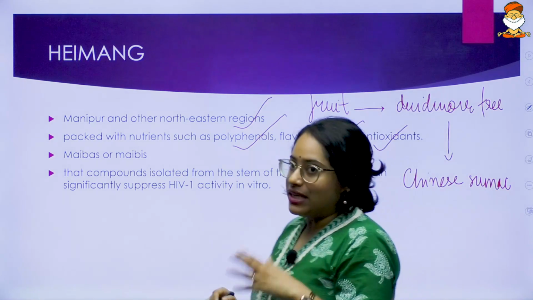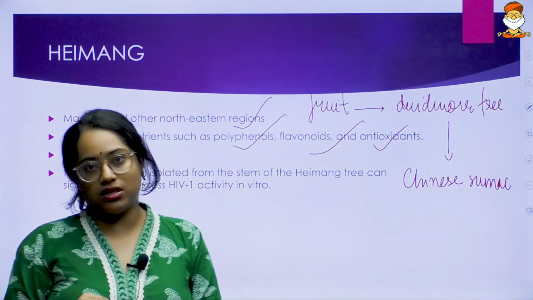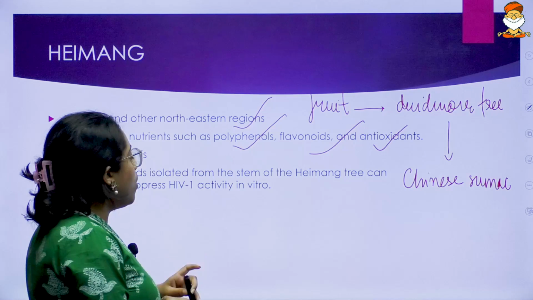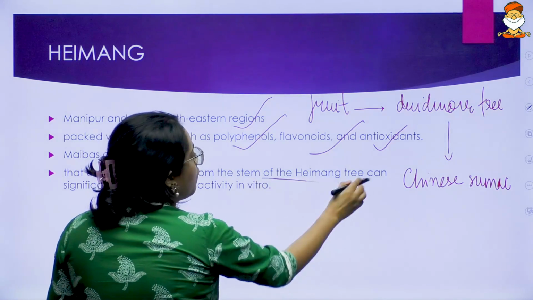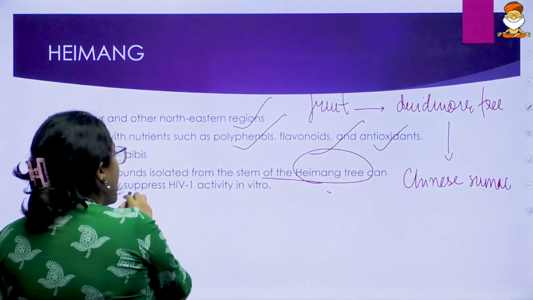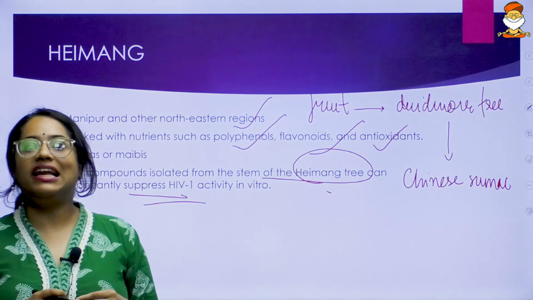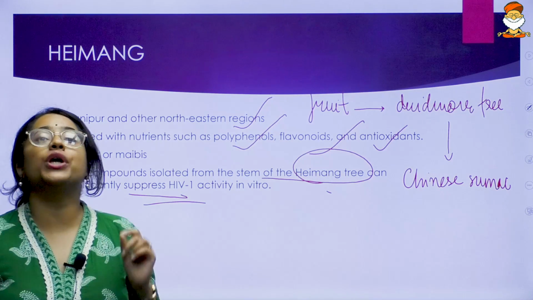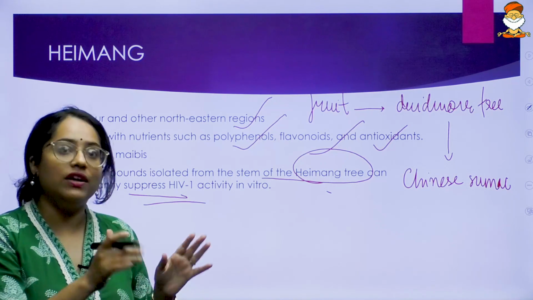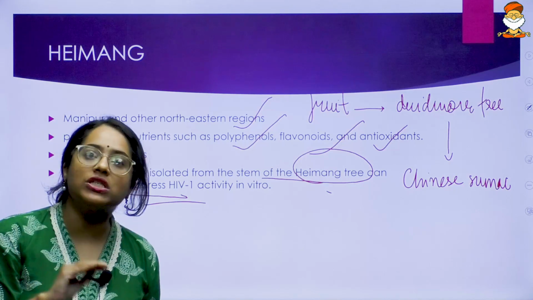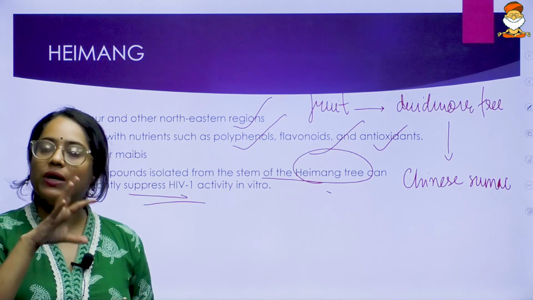And very recently, there was also information that the compounds isolated from the stem of the Haymang tree can significantly suppress the HIV virus in vitro. In vitro means in the lab, when they tested, it was happening. So this is the reason why it was in the news.